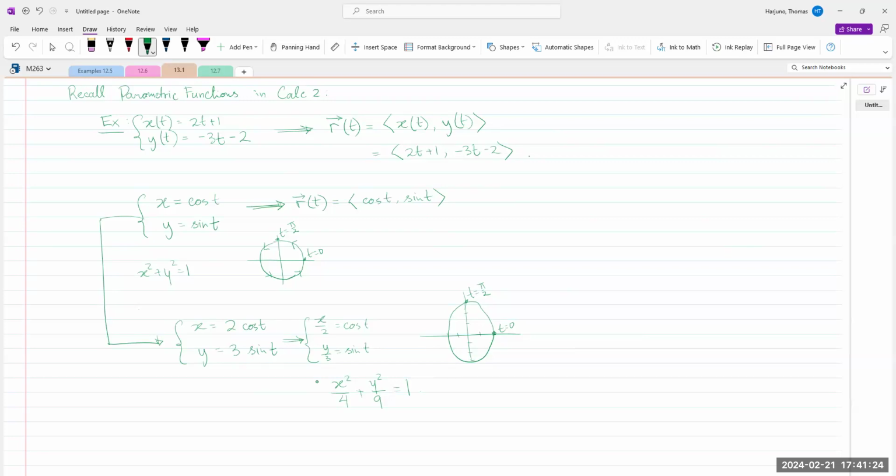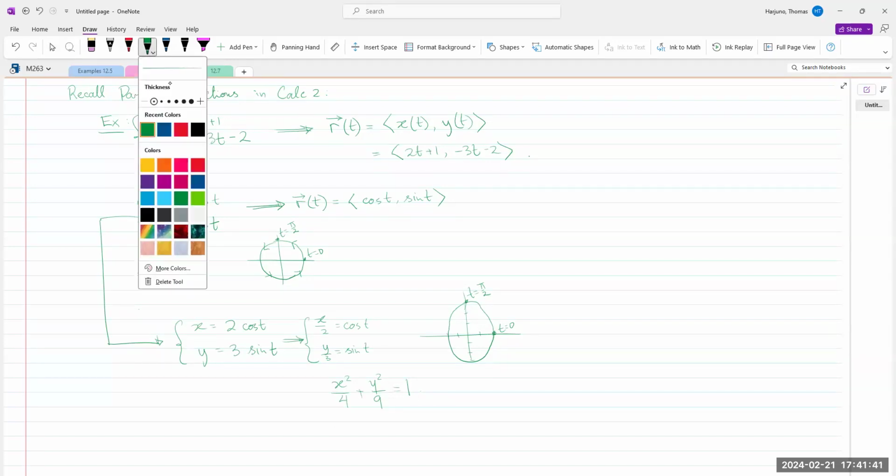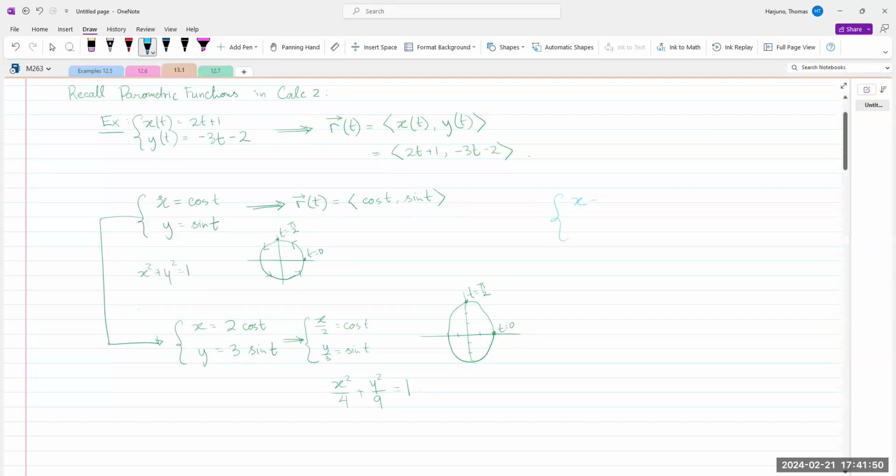Now, it is also worth mentioning that when it comes to parametric functions, we may obtain the same graph with different parameterizations. In other words, suppose, let me use another color, maybe bright blue. Suppose I change to x equals sine t and y equals cosine t instead. You will see x squared plus y squared still equals 1, right? So it will still give us a unit circle.